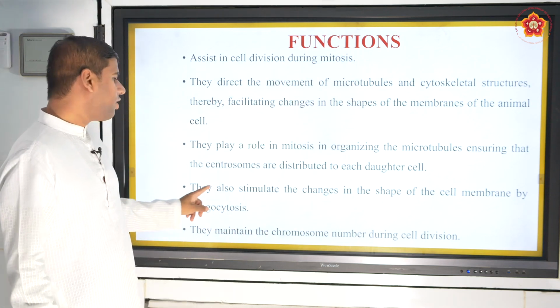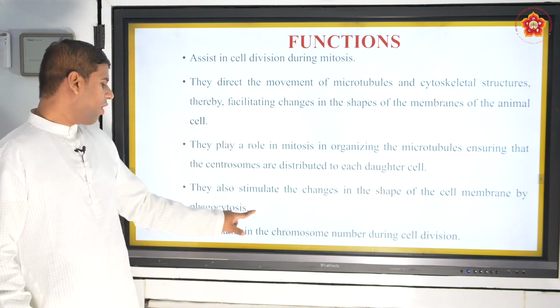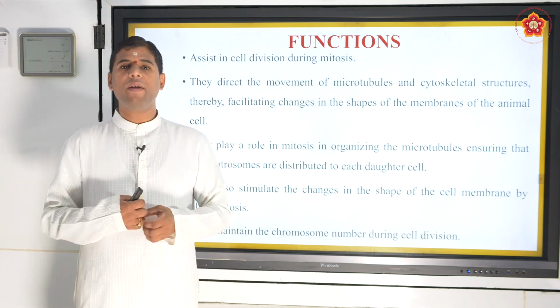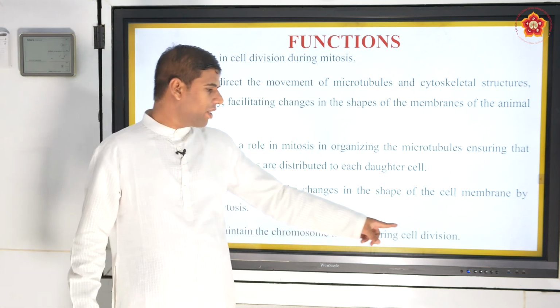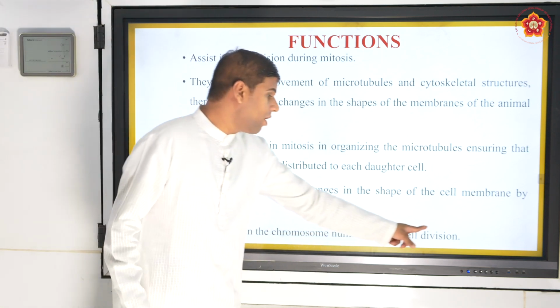And then they also stimulate the changes in the shape of the cell membrane. How? By phagocytosis. What is this phagocytosis? Eating of the cells, okay? So here they maintain the chromosome number during the cell division. This is very important, the maintaining of the chromosome number during cell division.